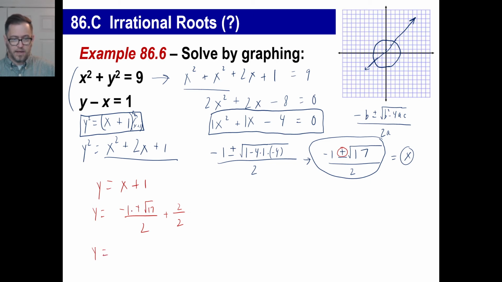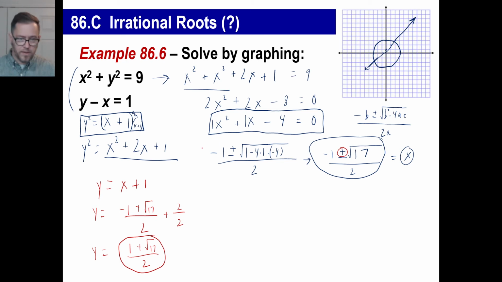Y is equal to negative 1 plus 2. Well, negative 1 plus 2 is just 1, plus the square root of 17 over 2. And that's the y value. That's one of our y values. So if you go negative 1 plus the square root of 17 over 2, you go, and they go right there. So the numbers for x and y are actually the same.